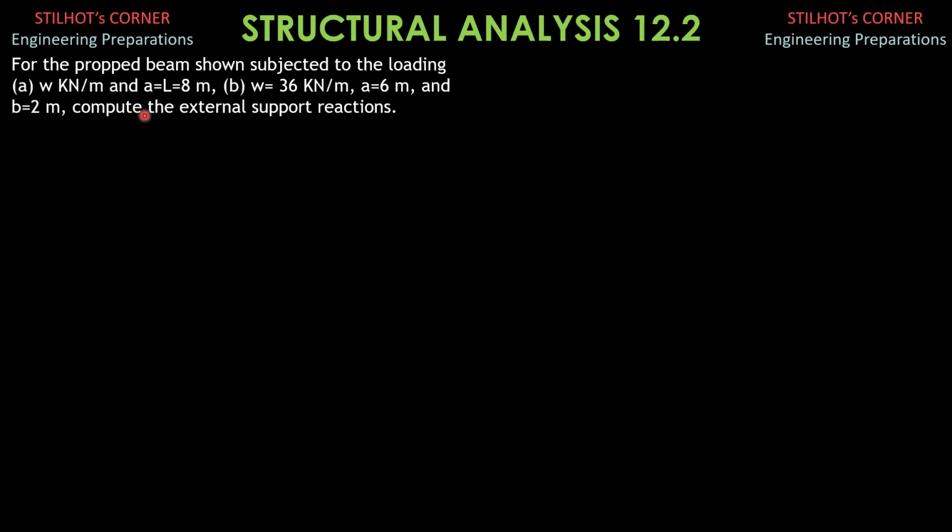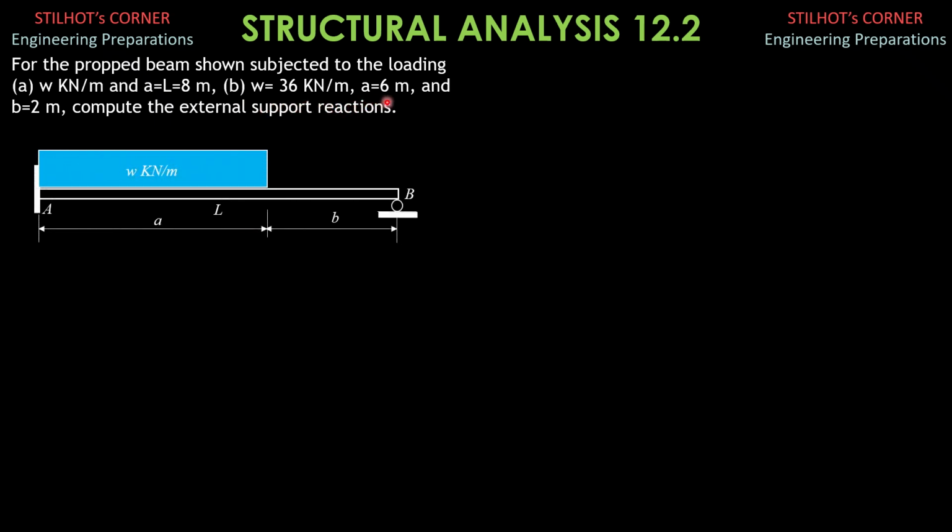So for the prop beam shown subjected to the loading W kilonewton per meter, and a equals L equals 8 meters, meaning to say the loading is over the entire span. And for part B, W is 36 kilonewtons per meter, a is 6 meters, and b is 2 meters. So that means L is 8 meters in the second part. Compute the external support reactions.